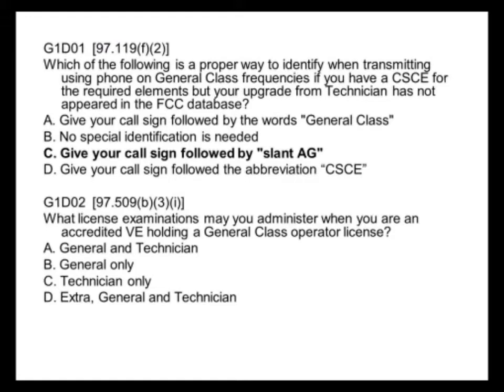Okay, you do not receive a new call sign when you go from technician to general. So this is how you identify until you appear on the ULS database. You can identify /AG, showing that you do have the general privileges. You're just waiting for the database to be updated. Once it appears as general on the database, then you don't need to do that anymore.